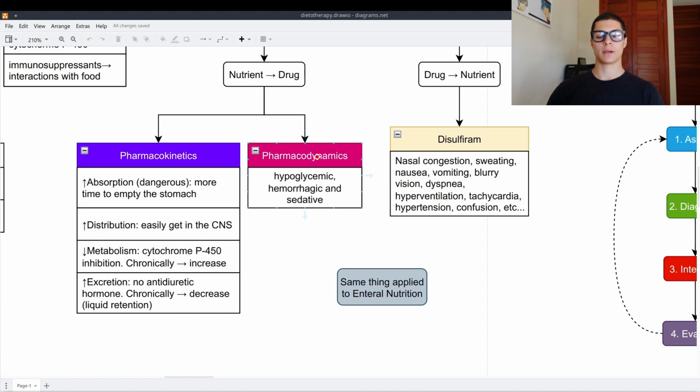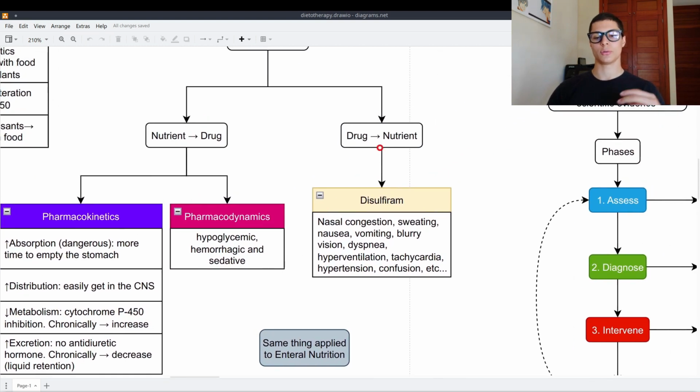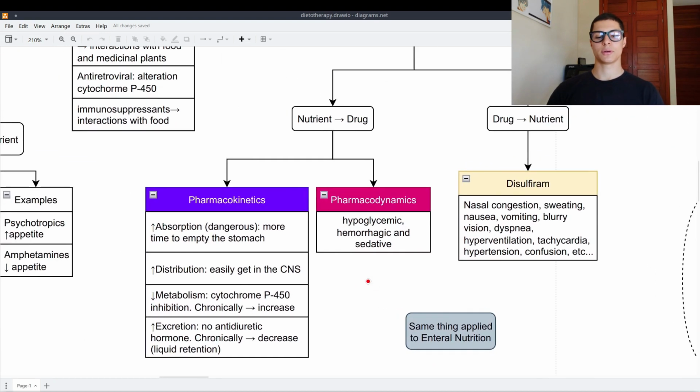At the pharmacodynamic level, well, it is hypoglycemic, hemorrhagic and sedative, and the other way around, so drugs affecting alcohol, for example, the disulfiram will create nasal congestion, sweating, nausea, vomiting, blurry vision, dyspnea, hyperventilation, tachycardia, hypertension, confusion, etc. So there is a clear indication of higher interactions. And the same thing is applied to enteral nutrition.